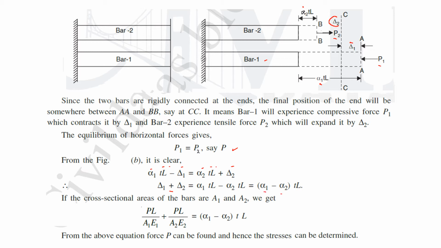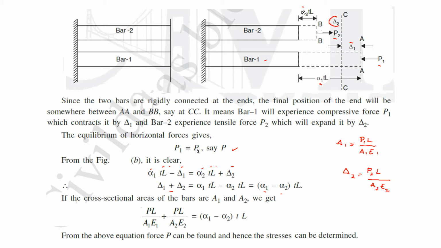Here, what is delta 1? Delta 1 is the decrease in length of bar 1 due to the force P, which is given by P1 L divided by A1 E1. And delta 2 is the increase in length of bar 2 due to the tensile force P2, so delta 2 is given by P2 L divided by A2 E2. L for both is the same because both bars have the same initial length, and the final length also should be the same. That's why we are considering CC as the final position.